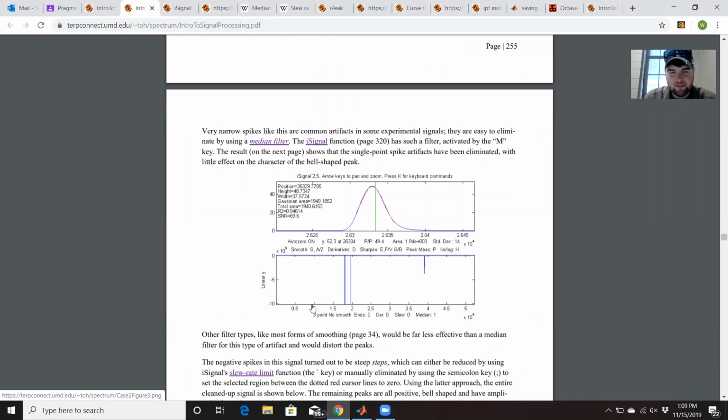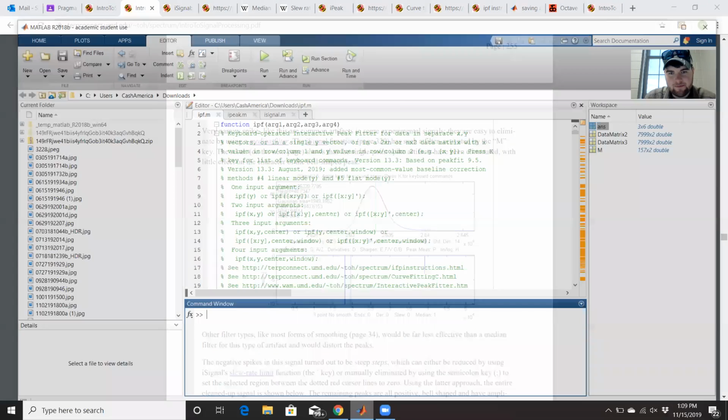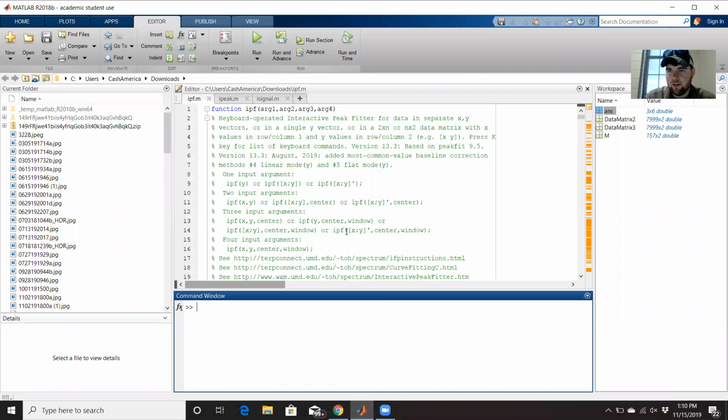Now to see iSignal in action. So I've already input some data in, data matrix 2, data matrix 3, and data matrix M, which is actually a source of data from Dr. Pardue, one of my instructors, containing some data from a collection called Cat and Mouse. So we'll take a look at that later.